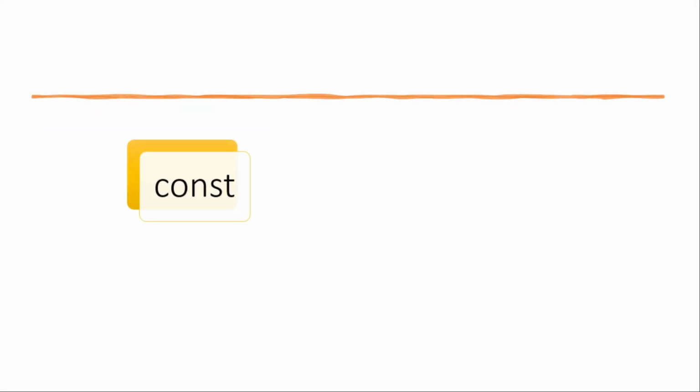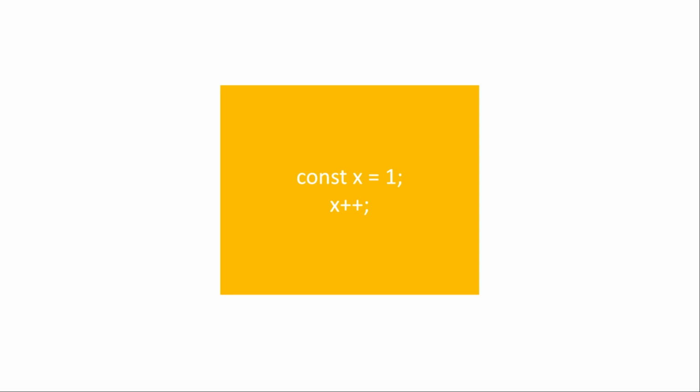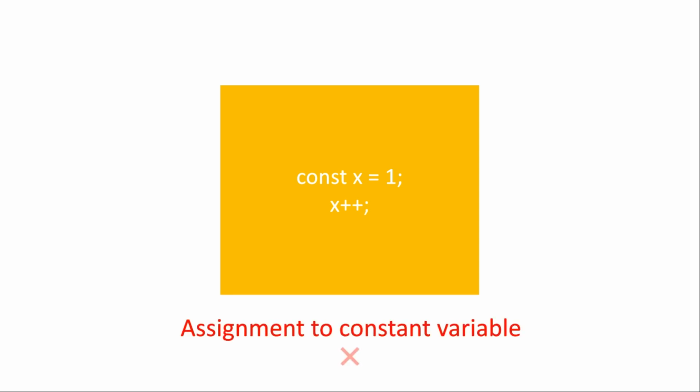Finally, let's talk about the const keyword. The behavior of variables declared with the const keyword is similar to that of let. However, const variables cannot be updated. Also, we cannot redeclare them. Look at this example: const x equals 1, and then I'm trying to increment the value of x. This will throw an error saying assignment to constant variable is not acceptable. These variables are constant and cannot be updated.